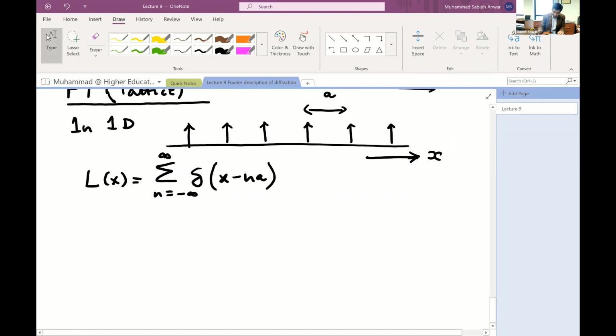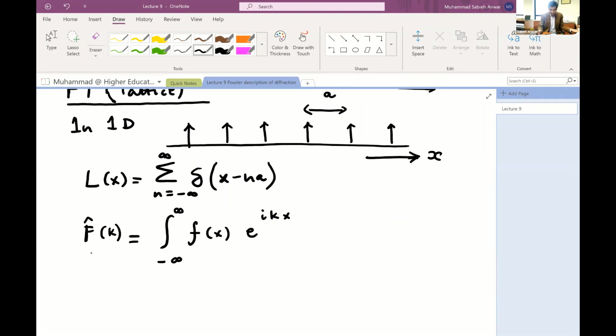Now I need to find the Fourier transform of this. So how do I define the Fourier transform? Defining Fourier transforms is easy. If I had a function f, I multiply the function with e to the i k x and integrate over all of space. I will get the Fourier transform, and the Fourier transform will be in the k space. This is how I define Fourier transforms.